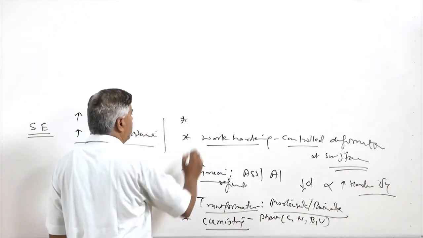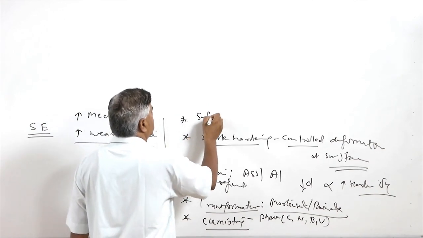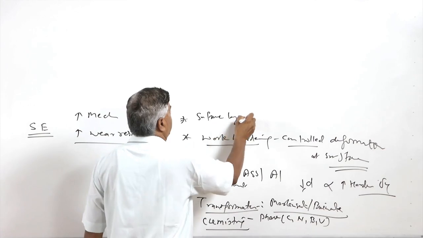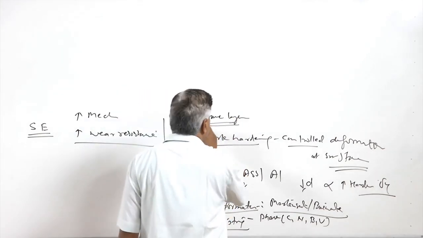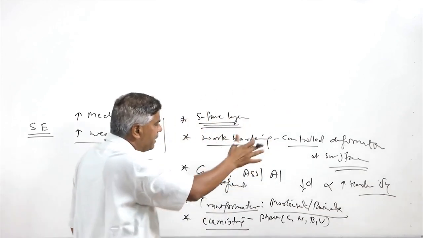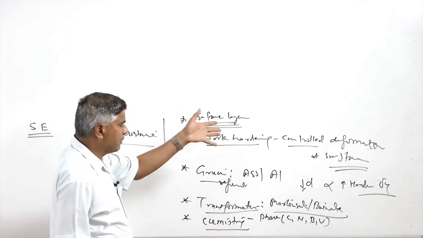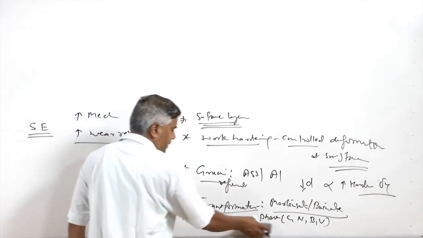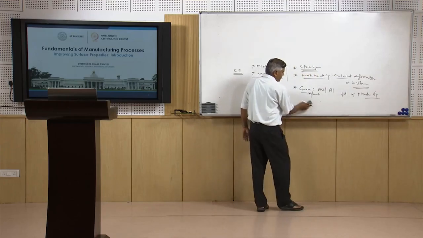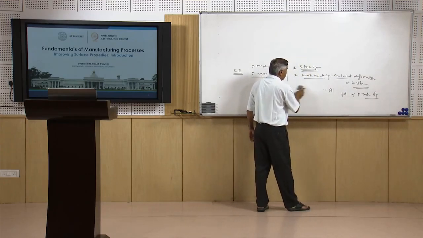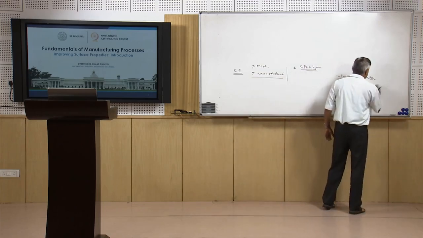And then there is one more approach wherein surface layers are deposited at the surface. In this one we try to bring in an altogether different kind of material at the surface, so that it will have different properties as compared to the substrate material. So these are some of the approaches which are used for surface modification, so that improved wear resistance and improved mechanical properties can be achieved.